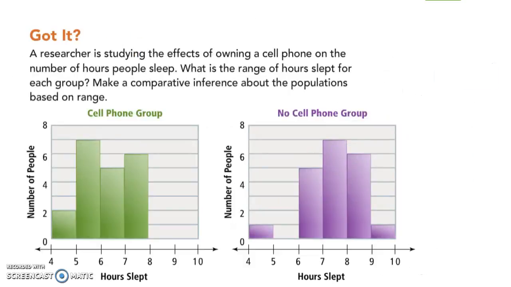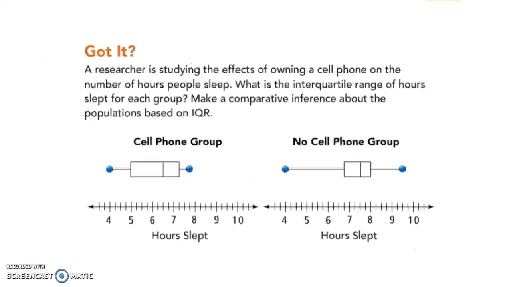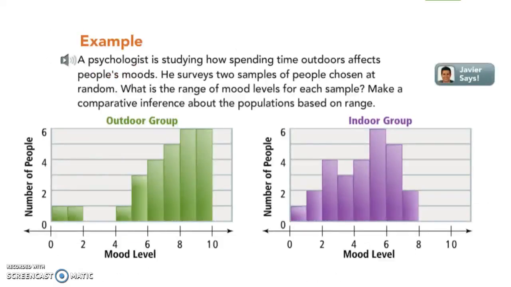Okay, last thing we need to look at is these bar graphs, because you will see a couple of these on digits. Look at this example. It says, a psychologist is studying how spending time outdoors affects people's moods. He surveys 2 samples of people chosen at random. What is the range of mood levels for each sample? Make a comparative inference about the populations based on range. Now, we haven't done a range one yet today, but we did it in the last lesson. How do I find the range? I am going to subtract the biggest number minus the smallest number.